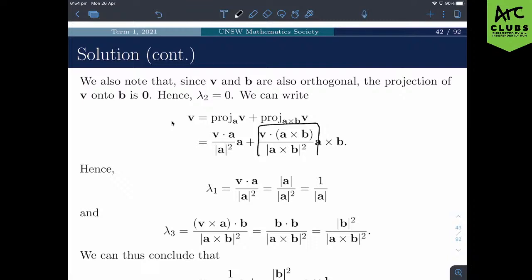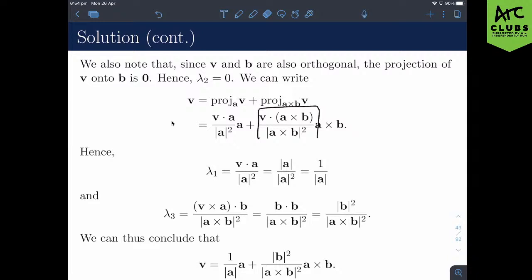So the coefficient of A, which is lambda 1, we can write that as V dot product A over the modulus of A squared. And we're given nicely from before that V dot product A is equal to the modulus of A. And so we get nicely our lambda 1.